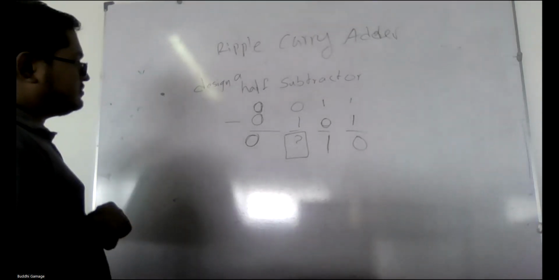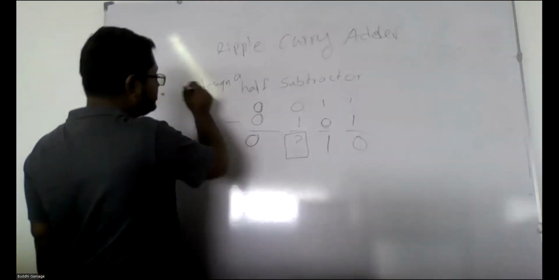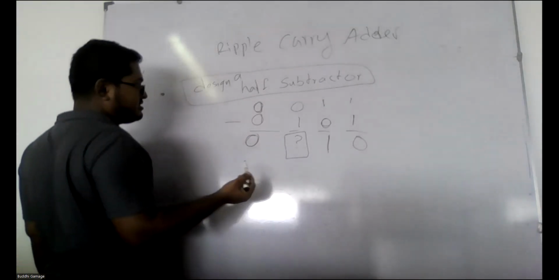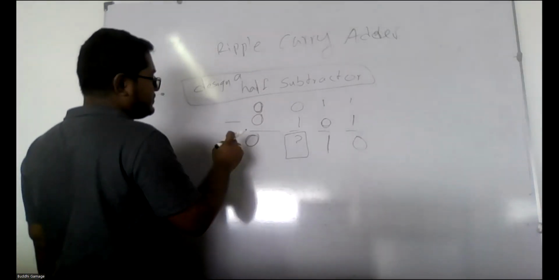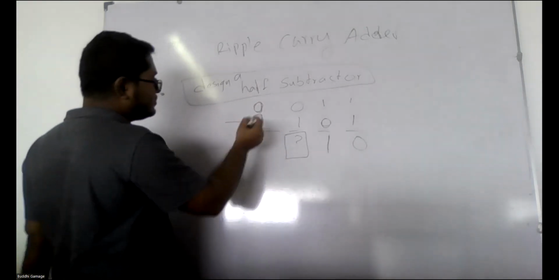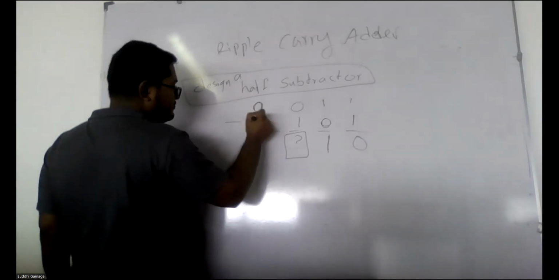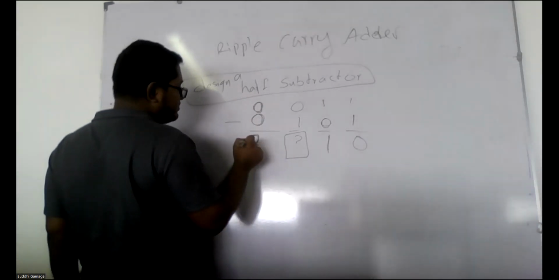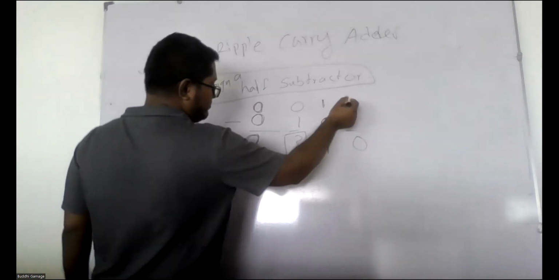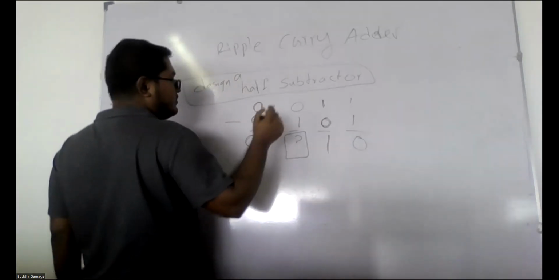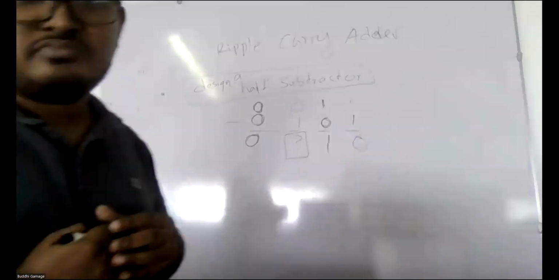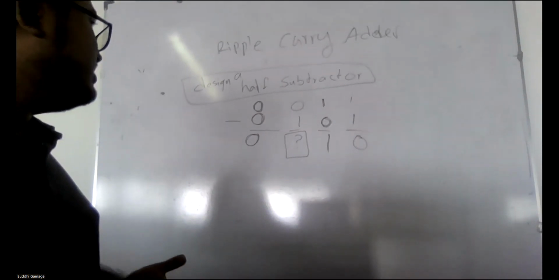Right? So my question was to design the subtractor. Subtraction means you need to subtract one bit from another. So these are the 2 bits. 0 minus 0 will give 0, 1 minus 0 will give 1, and 1 minus 1 will give 0. What is the answer for 0 minus 1? You need to find out.